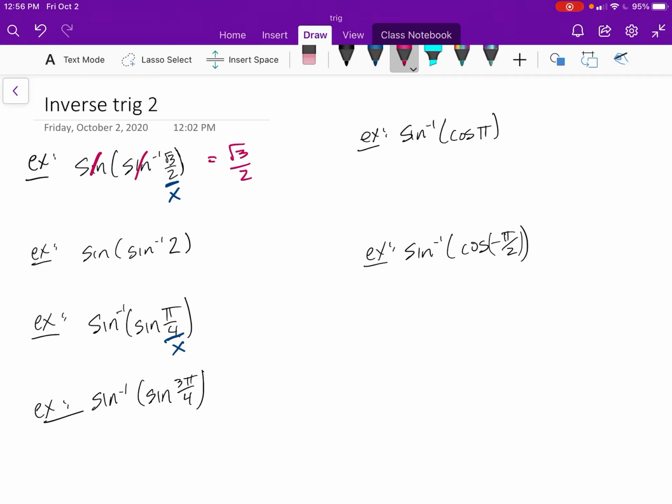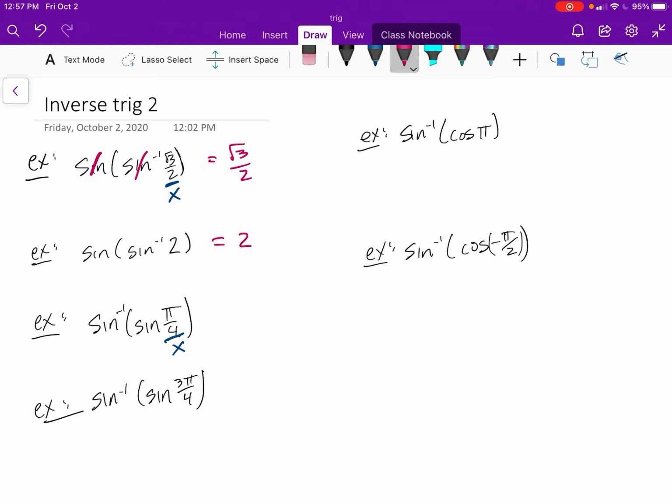You have to be careful when we use inverse trig functions that X is actually in the domain. Okay, so for example, look at the second one. Sine of sine inverse of 2. Okay, if we think of the algebraic rule, right, sine and sine inverse, they cancel, and we should get 2.